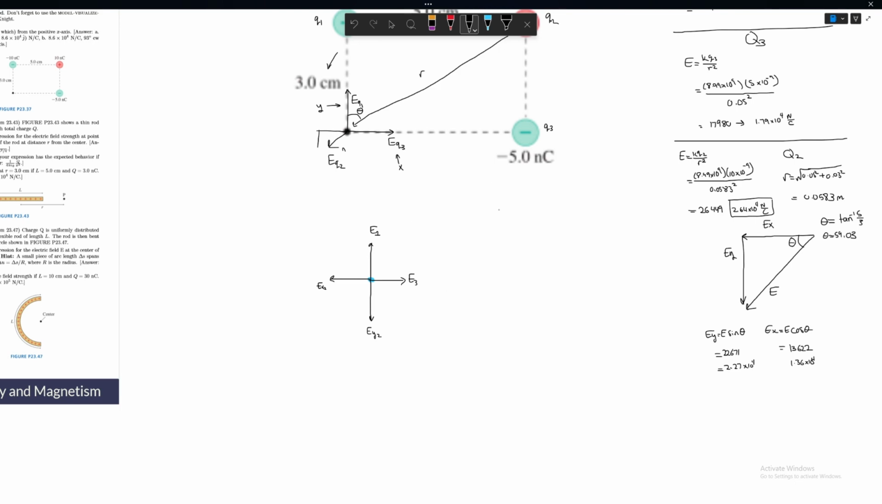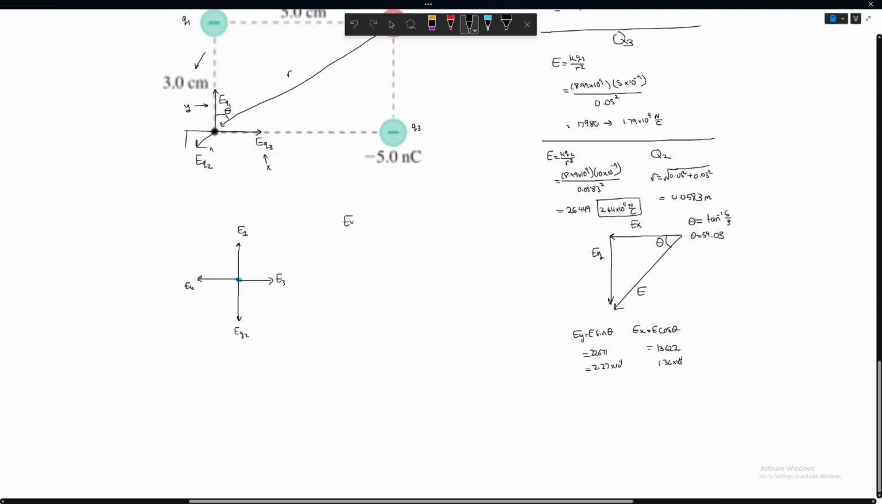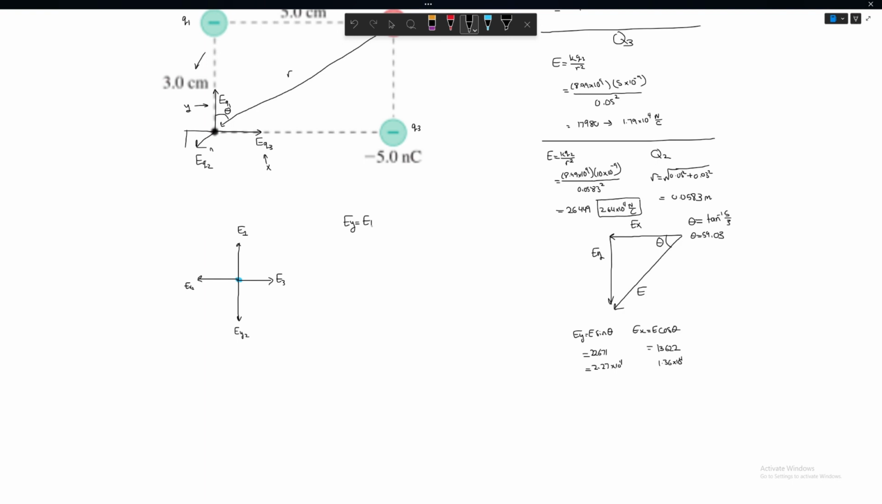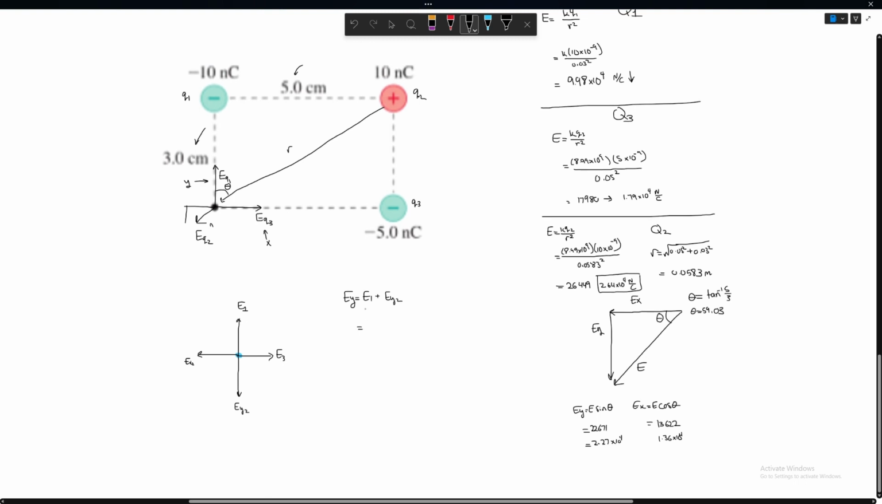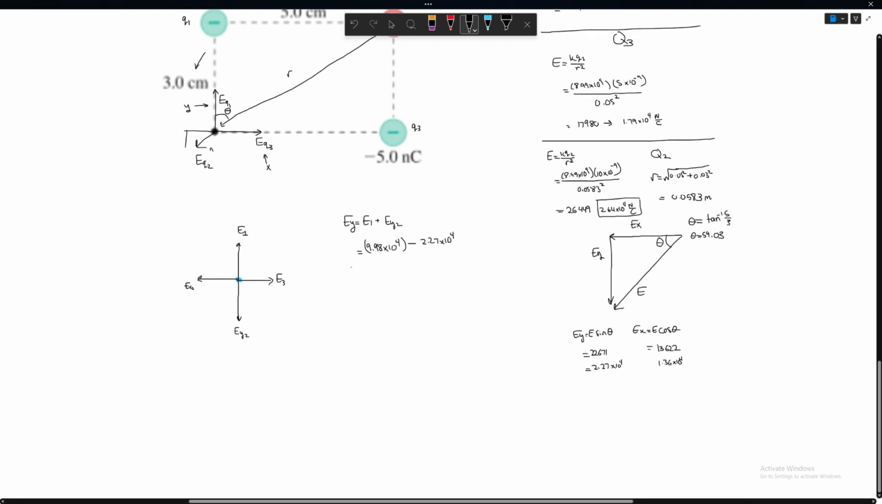So let's do that. If I'm doing my EY total, I'll have E1 plus EY2, which equals 9.98 times 10 to the 4. Obviously, I'm just going to use the regular axes, so up is positive, right is positive. And so that's my y: up is positive, the bottom is negative, so it's minus. And we're going to have EY2, which is 2.27 times 10 to the 4. And so that's the y. And then EX, whatever that equals.